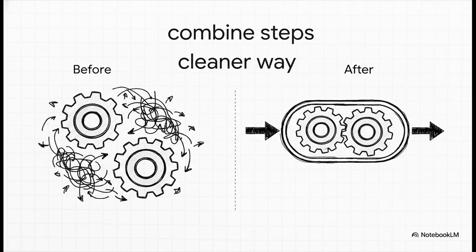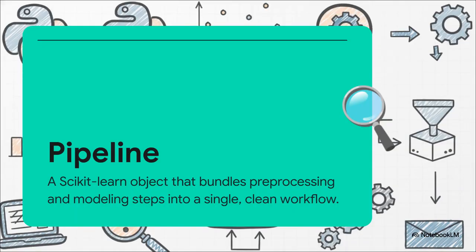So we have this clunky, error-prone two-step process. But what if you could just weld those steps together into a single, streamlined unit? A single object that handles everything in the right order every single time. Well, there is a much cleaner, much safer way to manage this whole workflow. And the solution is the pipeline. Think of it like a little assembly line for your data. You define the steps. Step 1, scale the data. Step 2, train the model, and you lock them together.